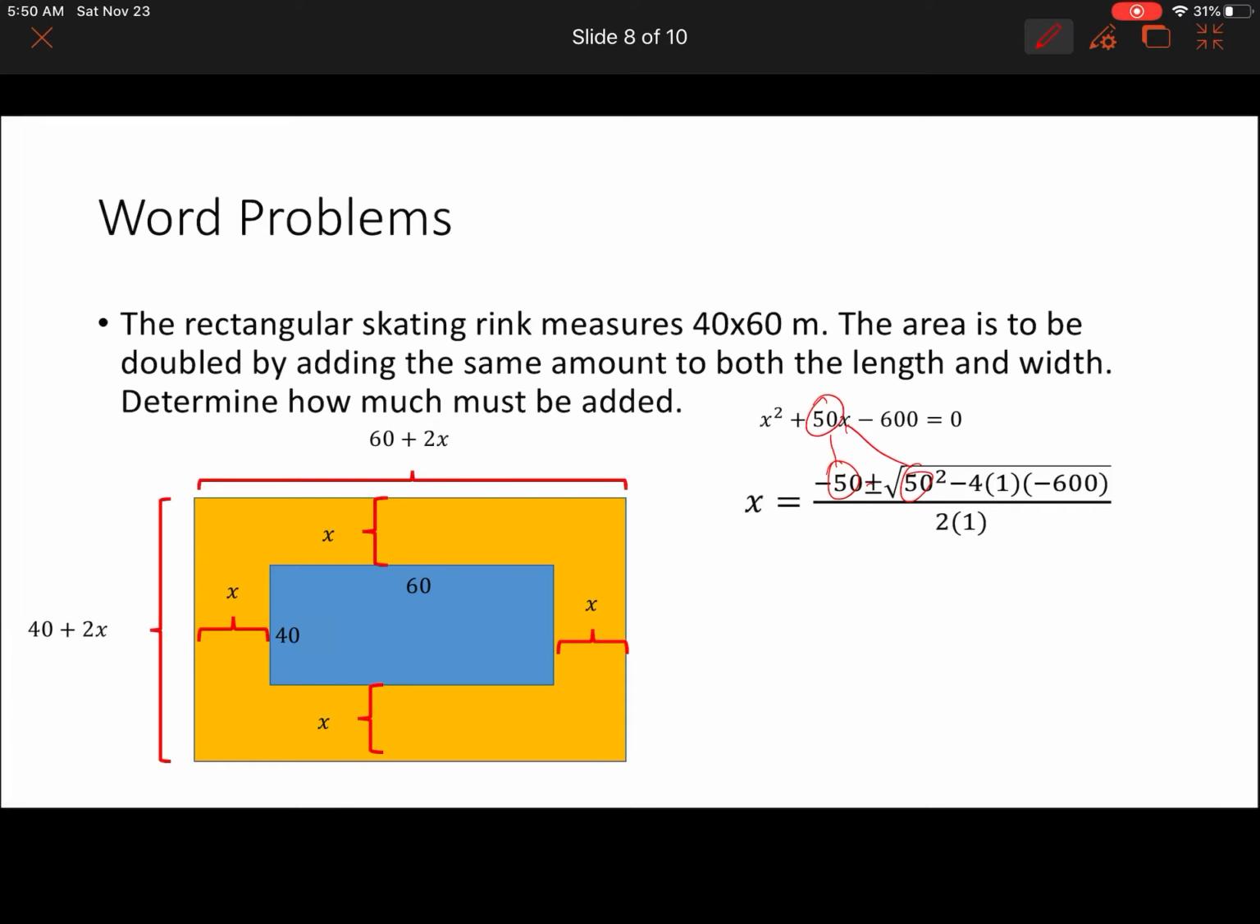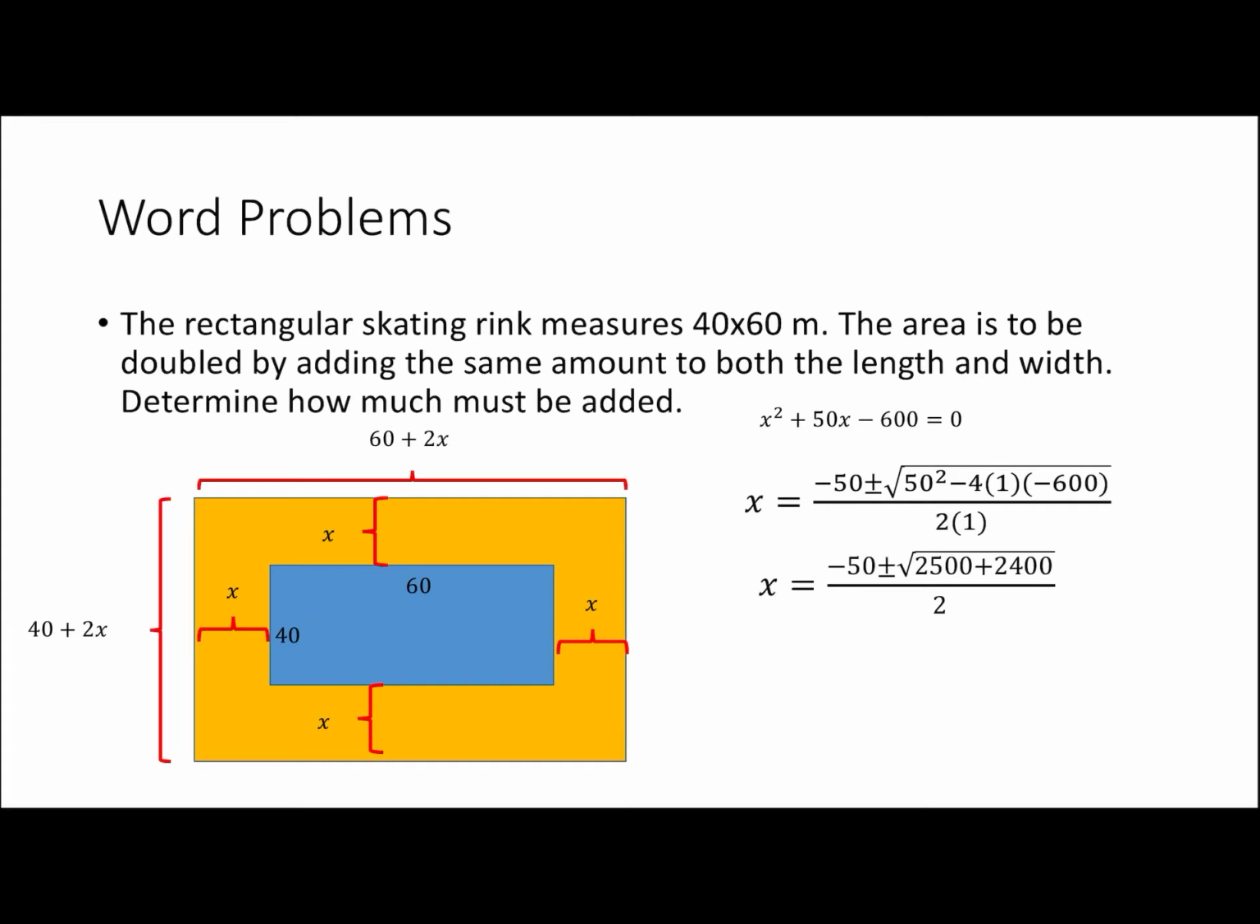Minus b plus or minus the square root of b squared minus 4. A is 1. Easy enough. C is minus 600. Remember, you're taking the sign and the value, not just the value. And then you're taking this 1. There's a 1 over there. So 50 squared is 2500. 4 times 600 is 2400. 4900. Well, that's just the square root of 49 is 7, and the square root of 100 is 10. So it's going to be 7 times 10, which is 70.